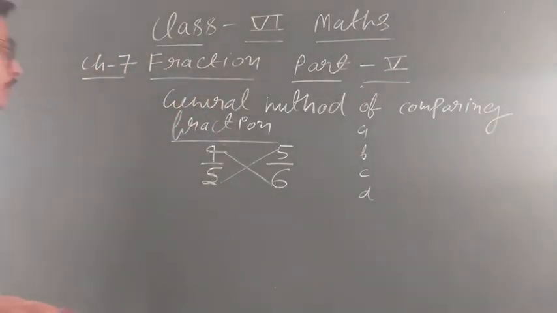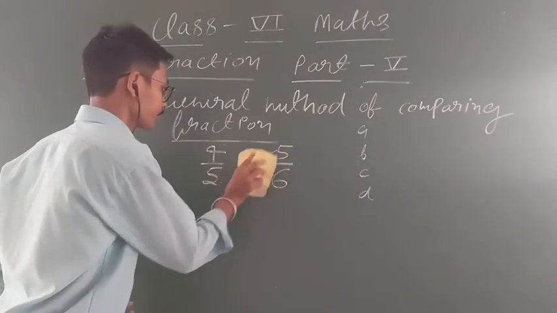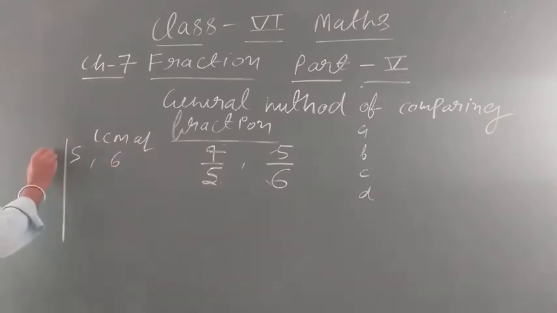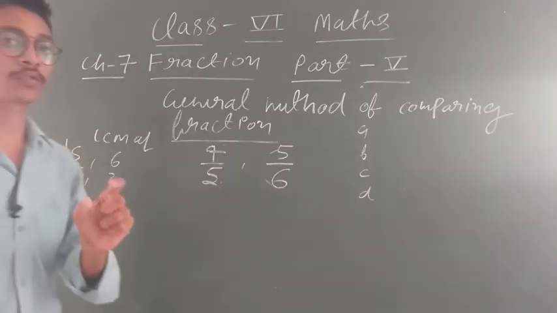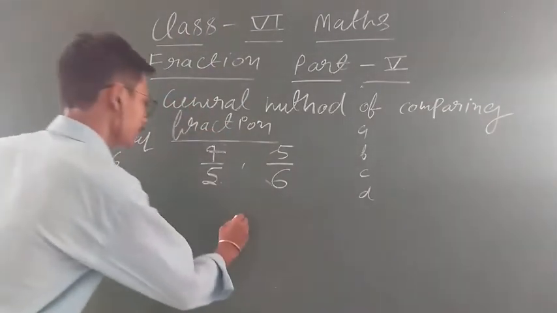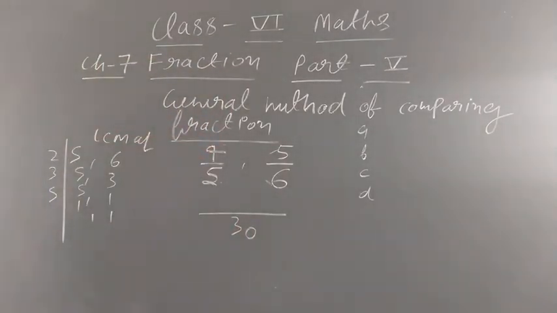How? See, 6 and 5 are given, student. First you will take the LCM of 5 and 6. Now it will come 5 2s are 6, now 3 1s are 3, 1 5 is 5. This is the best method, student. Now 3 2s are 6, 6 5s are 30. LCM is 30. You will write down 30, student. There is no problem in 30.